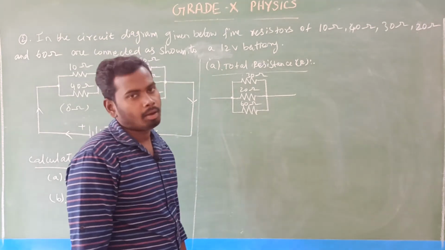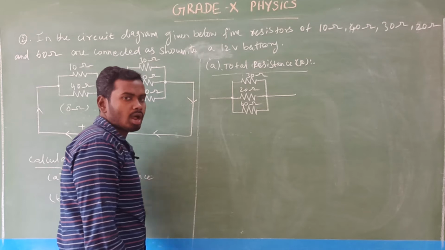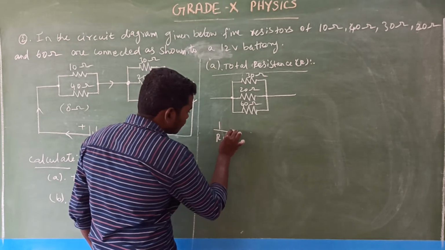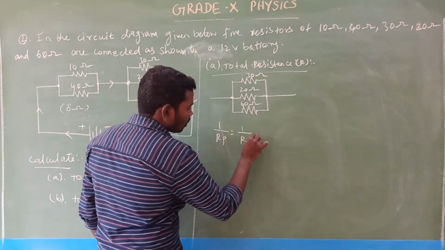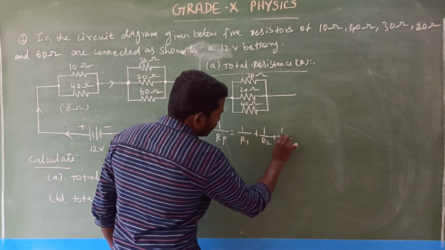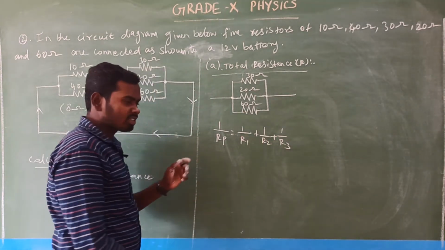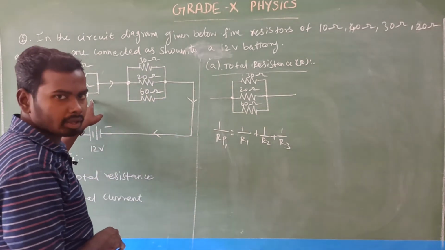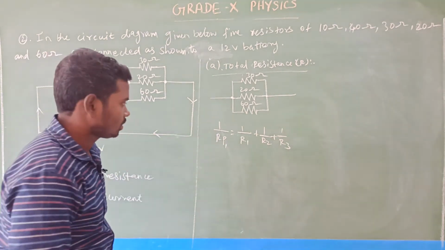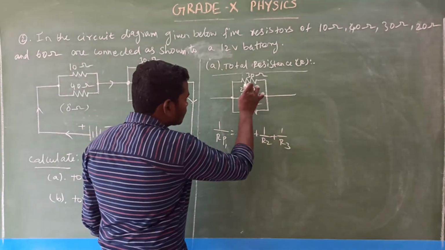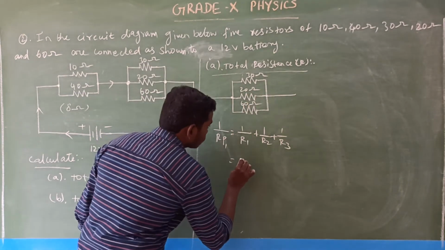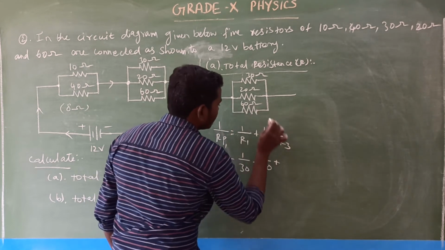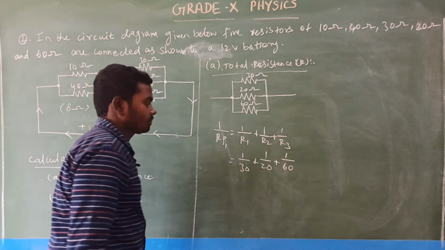3 resistors are connected in parallel, isn't it? Yes. So to calculate the total resistance in parallel, 1 by Rp is equal to 1 by R1 plus 1 by R2 plus 1 by R3, because we have 3 resistors here. Now consider this 1 by Rp1, because already we have Rp, and this one is Rp1. So consider this R1, this R2, then this R3. 1 by 30 plus 1 by 20 plus 1 by 60.